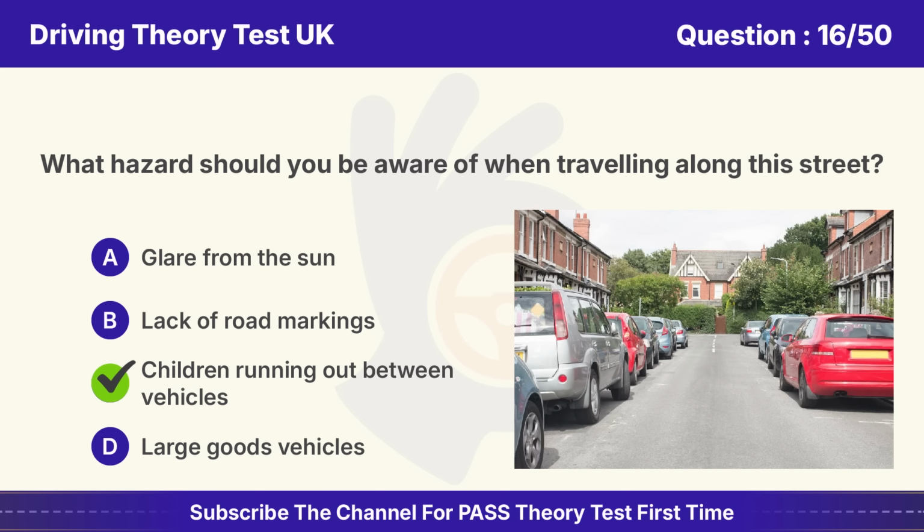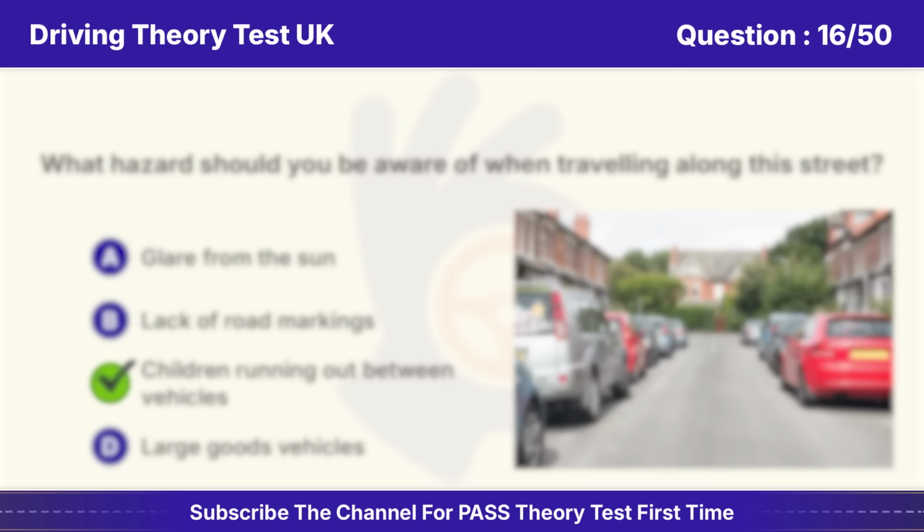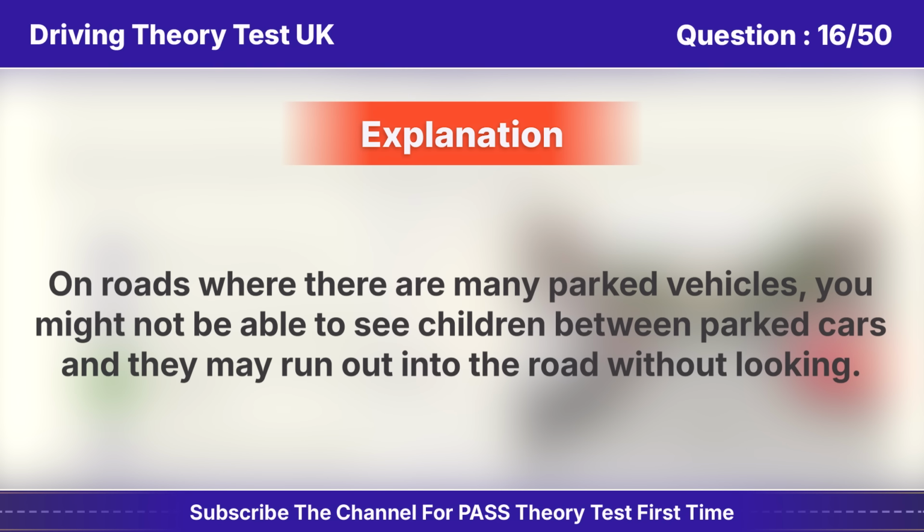Answer is C. Children running out between vehicles. On roads where there are many parked vehicles, you might not be able to see children between parked cars and they may run out into the road without looking.